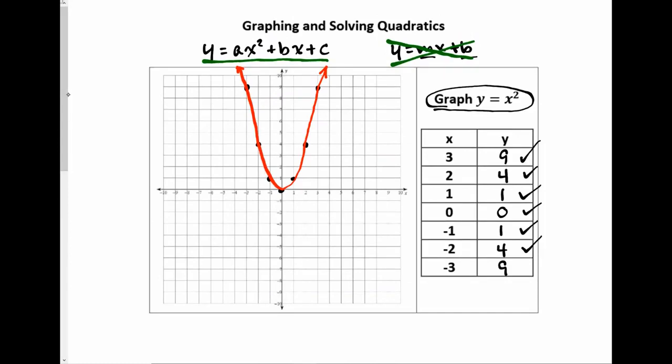Now, this line in particular has a special name. It's called a parabola. We will not be using that name very much, but I just wanted you to be familiar with that vocab word. This is called a parabola.